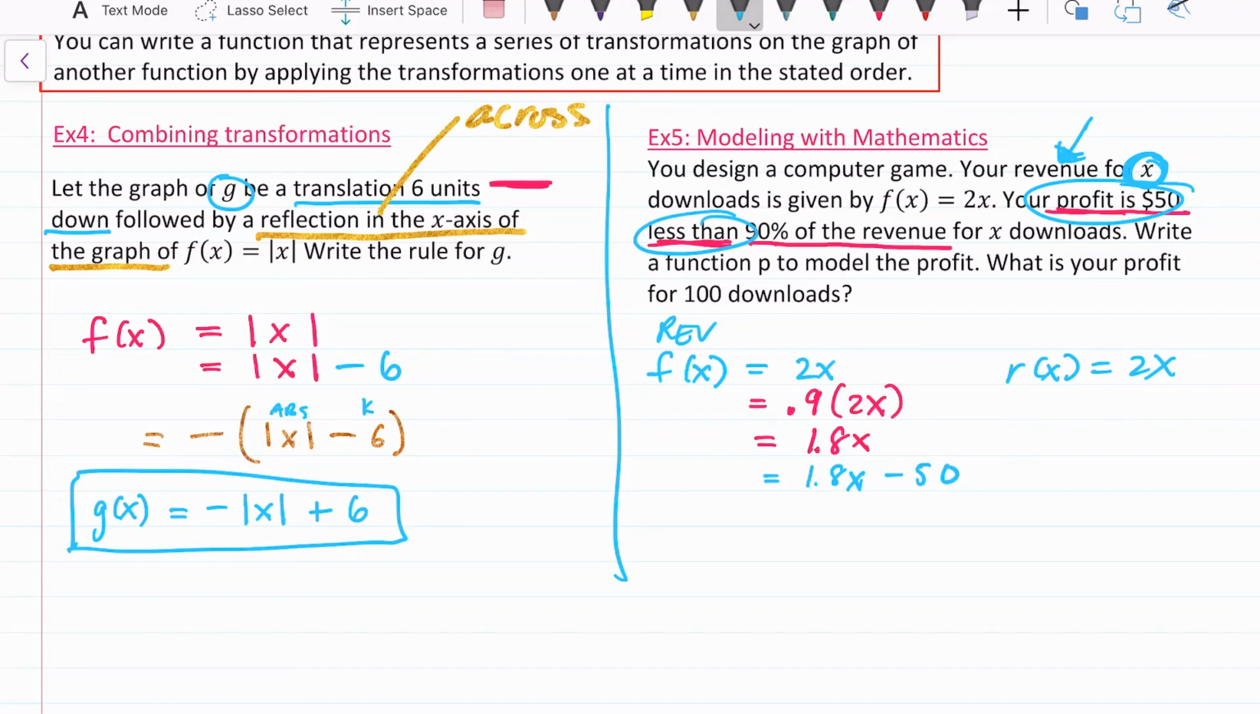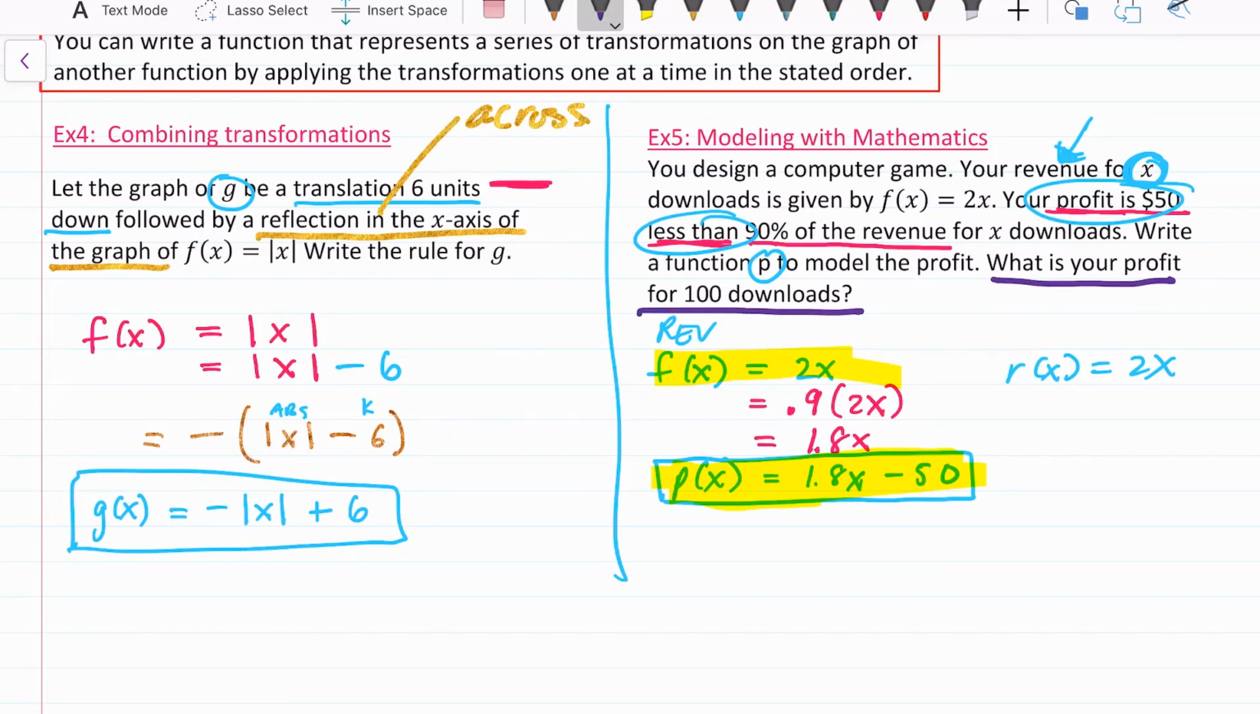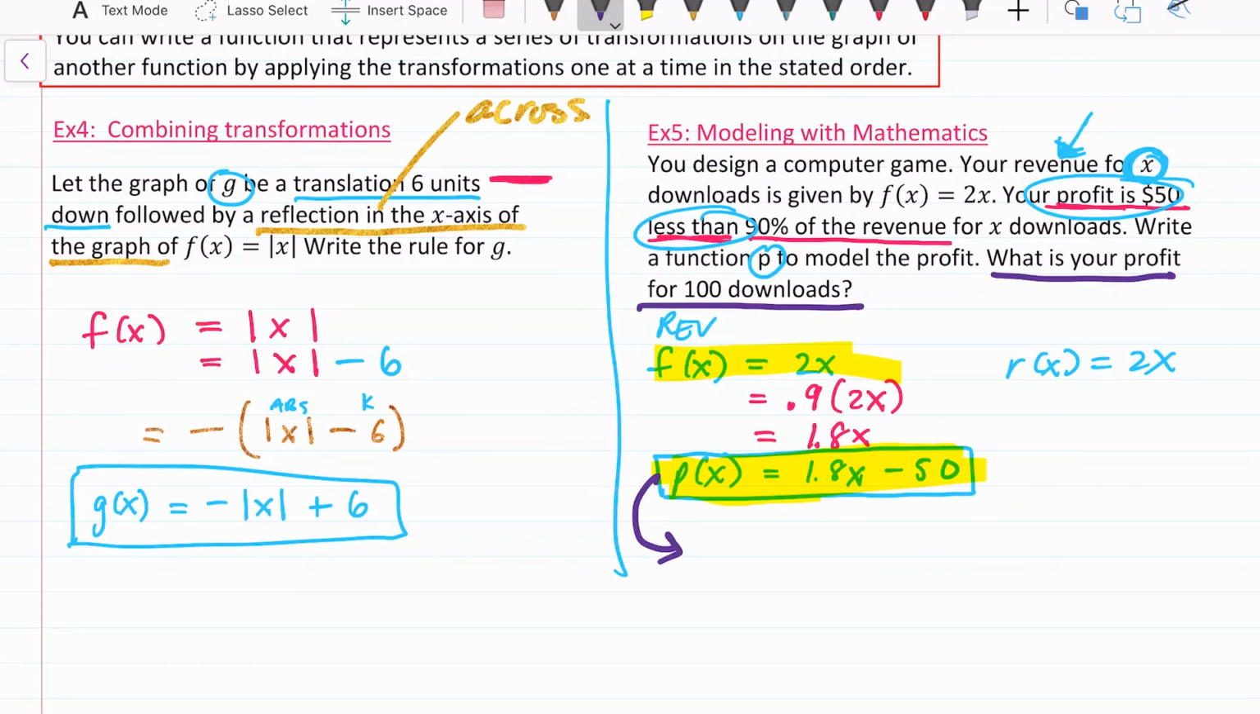Okay, so write the function p. So p of x is equal to this. So this is the revenue, and this is the profit. So this is how much money you make after you pay your costs. The revenue is just how much money you make in general, disregarding the costs. And then the final question says, what is your profit for 100 downloads? So we're going to use the profit function. And x, remember, stands for the number of downloads.